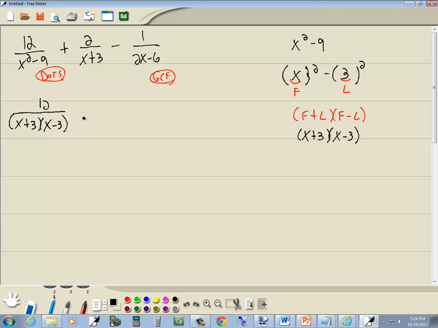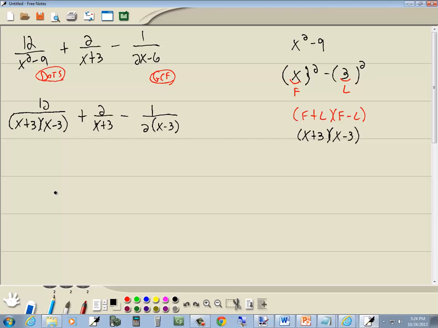And let me write all the rest of this down here. Okay, 2x minus 6. GCF, they're both divisible by 2, so I factor a 2 out. And that gives me x minus 3.